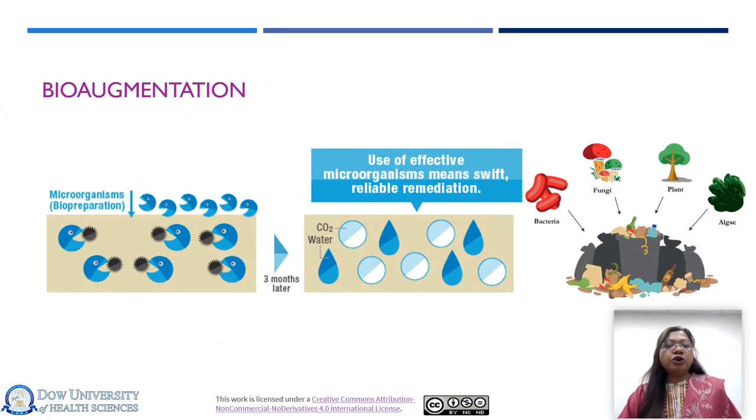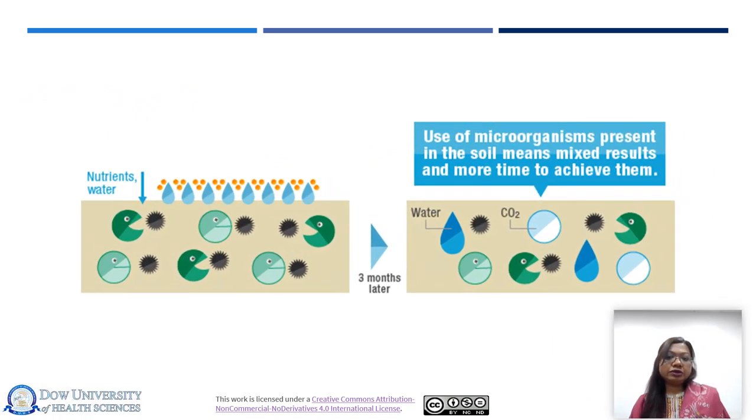Bioaugmentation involves the introduction of microorganisms into the contaminated site to enhance the natural degradation of pollutants. Microorganisms can be obtained from the contaminated site itself or from other sources. Now, the biostimulation. Biostimulation is the process in which we enhance the nutrients of the site by using different nutrients, which also initiate the growth of the organisms living in that particular contaminated area.